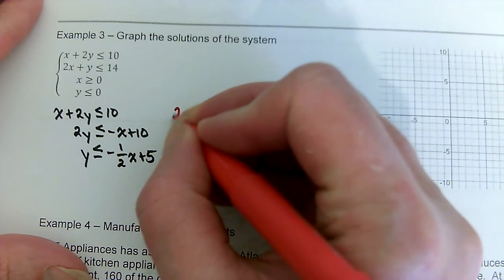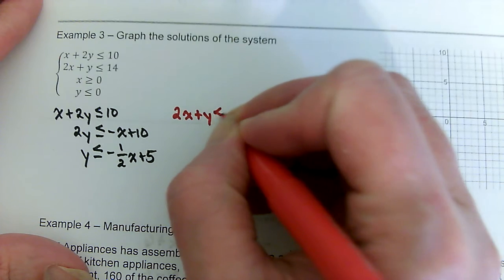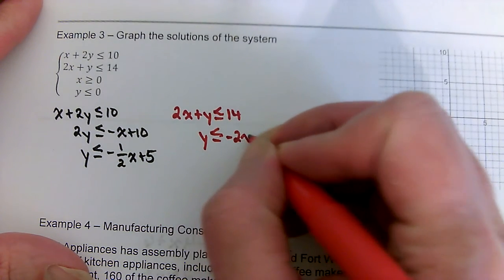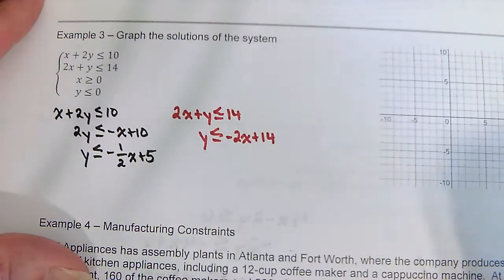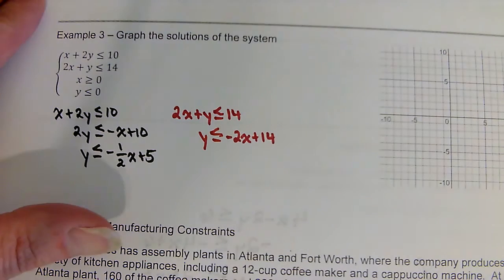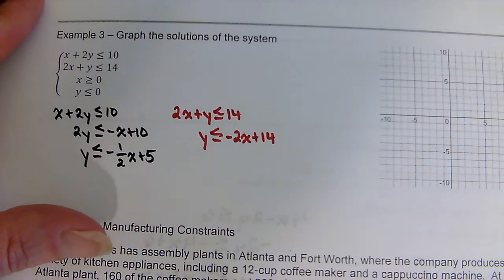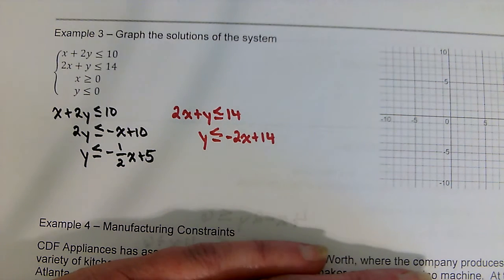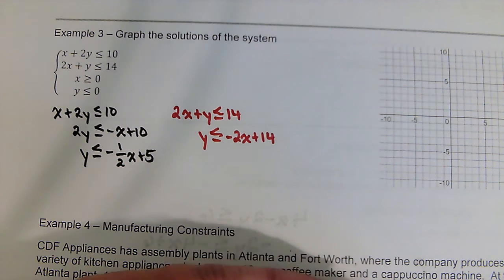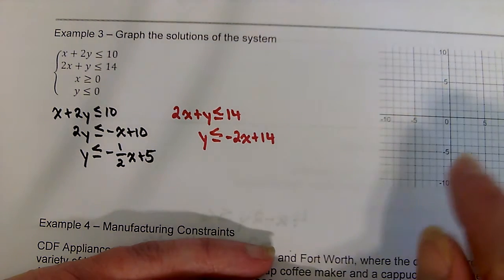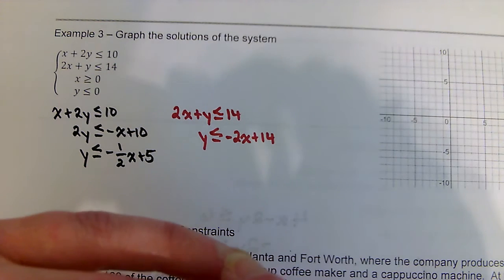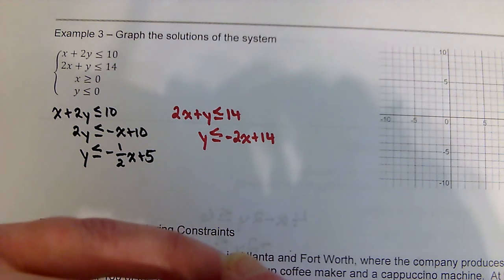The next one is 2x plus y is less than or equal to 14. So y is less than or equal to negative 2x plus 14, which is actually going to be pretty far off my graph, but that's okay. We'll see what we can do here. It might actually be easier to figure out where my x-intercept is on that one. Sometimes it is easier to look at your x and your y-intercepts.